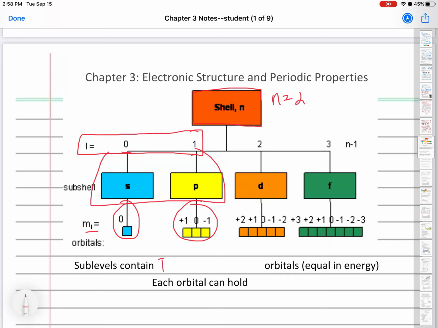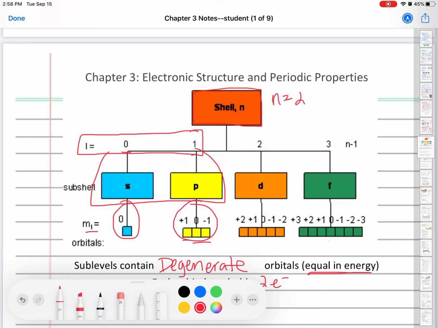That's because sublevels contain degenerate orbitals. Degenerate in this context means that they are equal in energy. So each of these 3 p orbitals has the same energy, and each orbital, we said, can hold 2 electrons. So if you have an atom with electrons in 2 energy levels, then they could fill the s orbital.